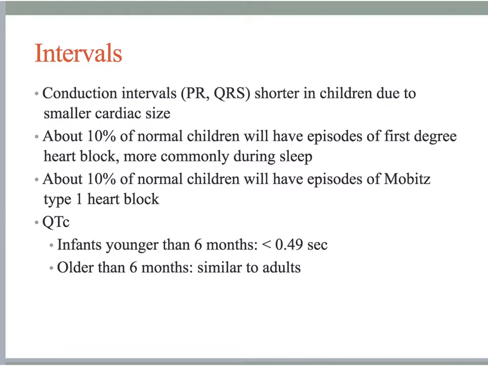Finally, we will look at the intervals. Conduction intervals, such as the PR and QRS intervals, are shorter in children due to the smaller heart size. About 10% of normal children will have episodes of first-degree heart block, more commonly during sleep, due to increased vagal tone. Also, about 10% of normal children will have episodes of Mobitz type 1 heart block. The QTc in children is generally similar to that in adults. However, in infants younger than 6 months of age, the upper range of normal is higher, at about 0.49 seconds.